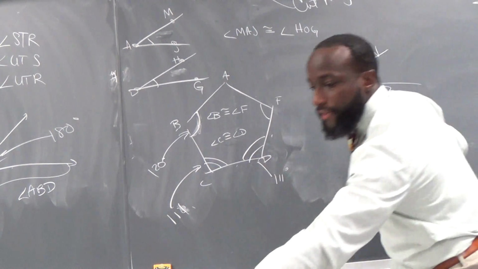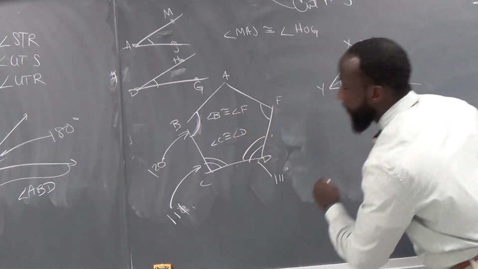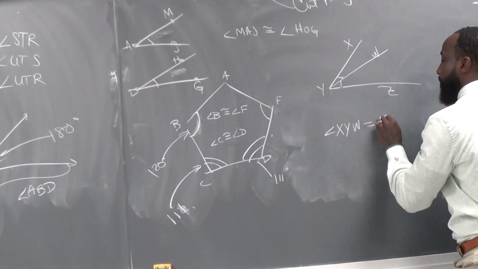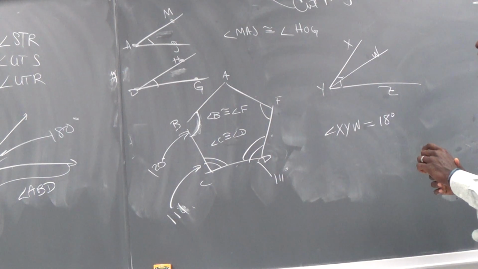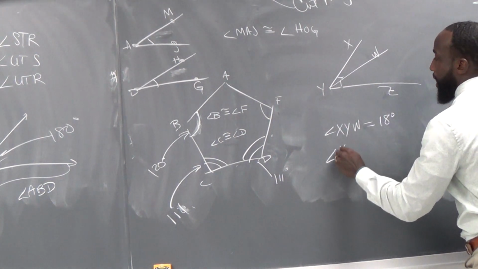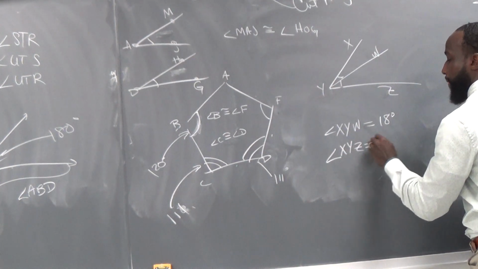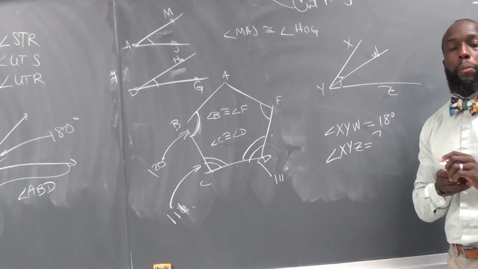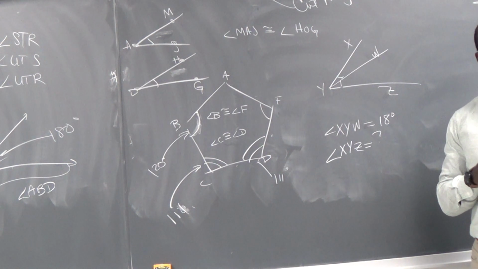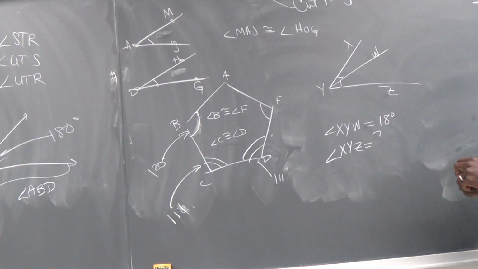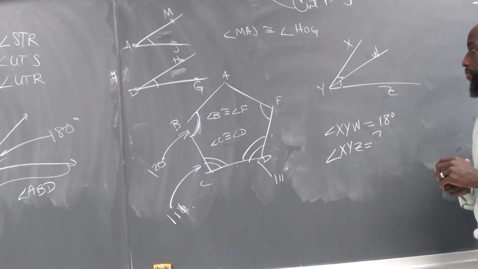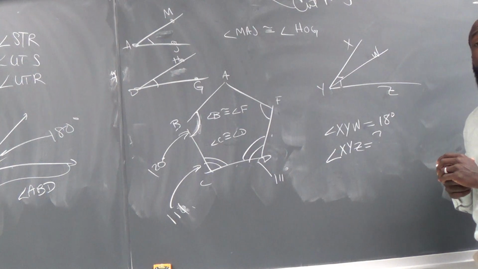Now, if they say that angle XYW is equal to 18 degrees, how big is angle XYZ? 36. You agree? Yeah? Why is it 36, Jared? Because they got the same measurement. Say it again? They got the same measurement.